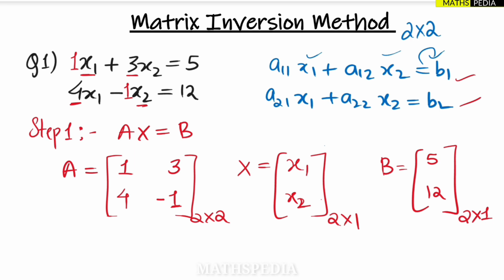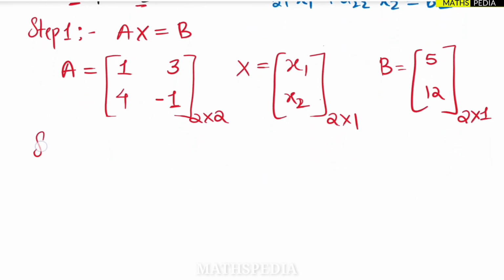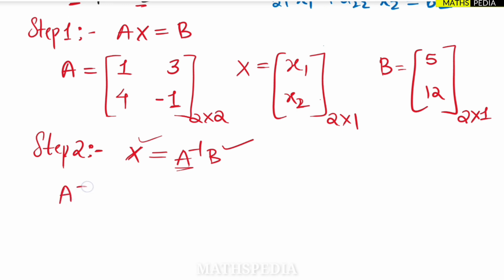After forming Ax equal to B, the next step is the second step. We have to find X, which is nothing but A inverse into B. The B matrix we know, which is given. The X matrix we know, x1, x2. The A inverse matrix we don't know. So we have to find A inverse. Our step will be to find out A inverse.